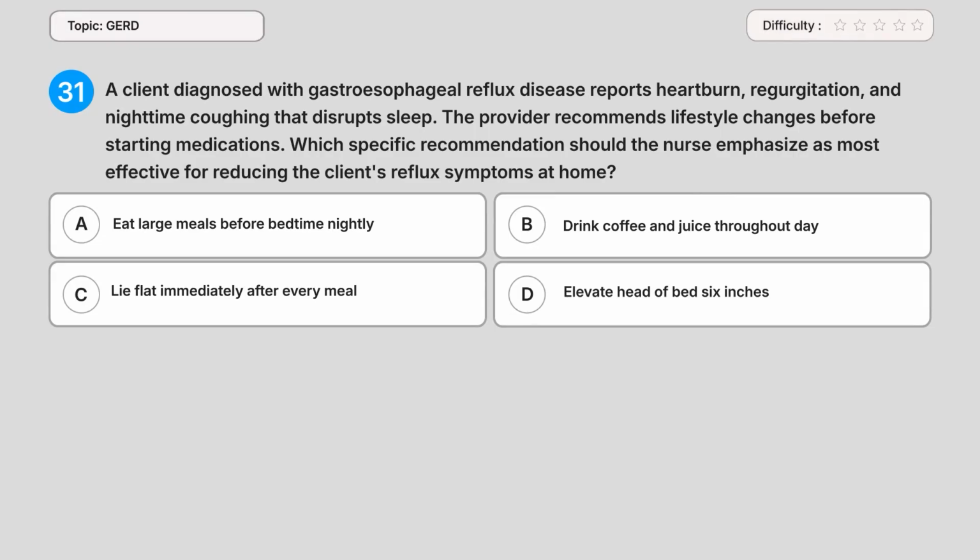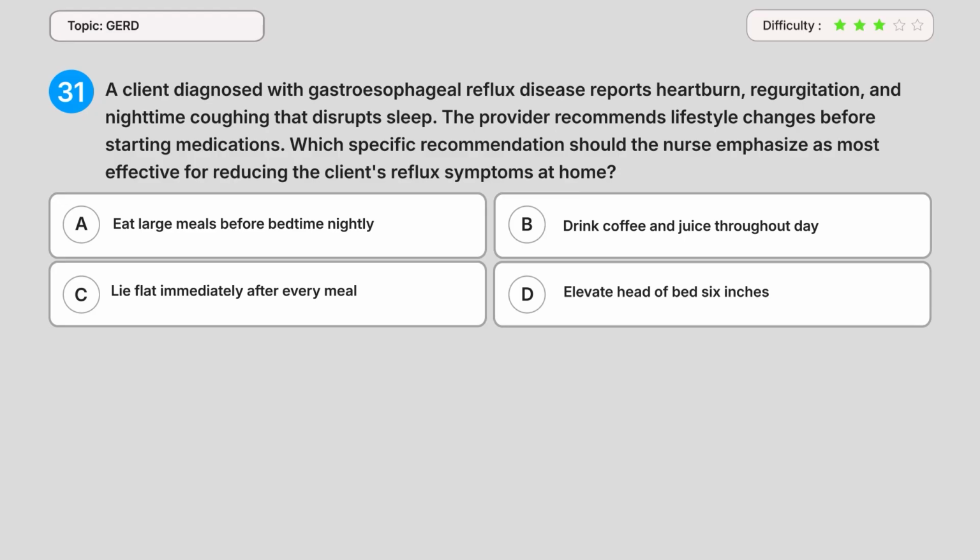31. A client diagnosed with gastroesophageal reflux disease reports heartburn, regurgitation, and nighttime coughing that disrupts sleep. The provider recommends lifestyle changes before starting medications. Which specific recommendation should the nurse emphasize as most effective for reducing the client's reflux symptoms at home?